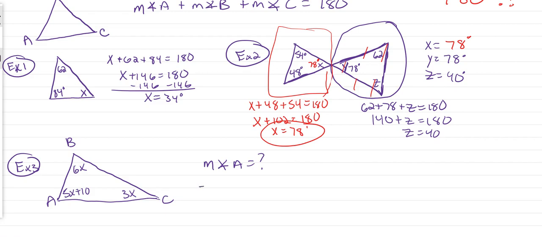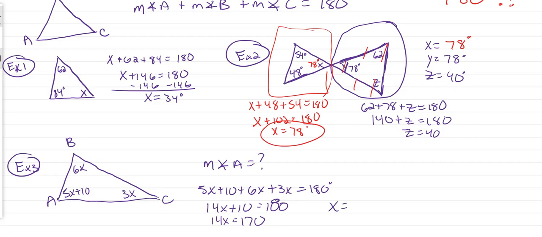So that's what I'm going to do. 5x plus 10 plus 6x plus 3x equals 180. Add that all up. That's 14x plus 10 equals 180. 14x equals 170. 170 divided by 14, I get x equals 12.1. I'm rounding to the nearest tenth.